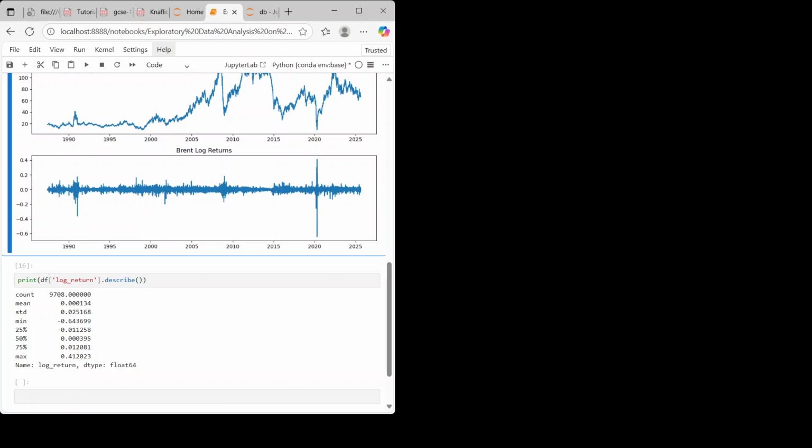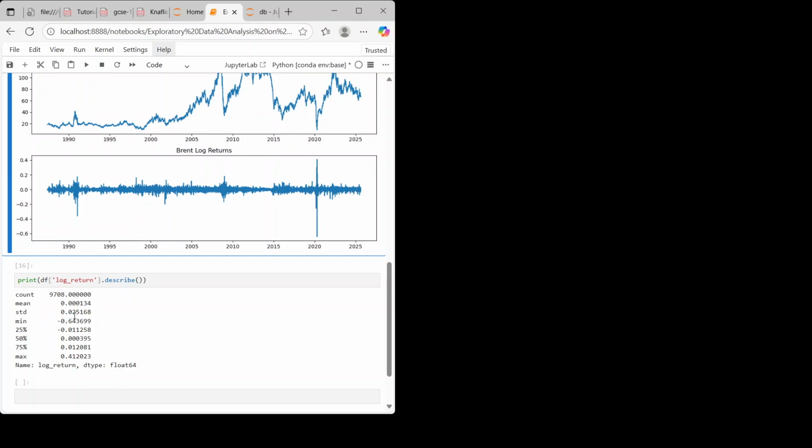And this gives us the mean. The average daily log return is slightly positive, about 0.00034, indicating a very modest upward drift in prices over time. So on average, prices drift upwards, but it doesn't drift too high. It's nearly zero, suggesting that most of the price movement is just noise or volatility, and it doesn't follow a particular trend. So that's what this means.